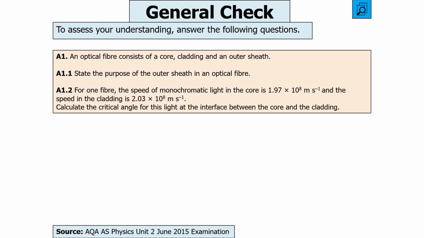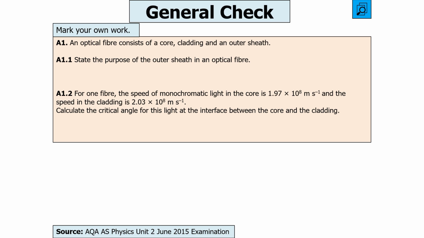The next question says, an optical fibre consists of a core, cladding, and outer sheath. Firstly, state the purpose of the outer sheath in an optical fibre. And then for one fibre, the speed of monochromatic light in the core is 1.97 times 10 to the 8 meters per second, and the speed in the cladding is 2.03 times 10 to the 8 meters per second. From this information, calculate the critical angle for this light at the interface between the core and the cladding. So pause the video now, then unpause the video when you want to go through your answer.